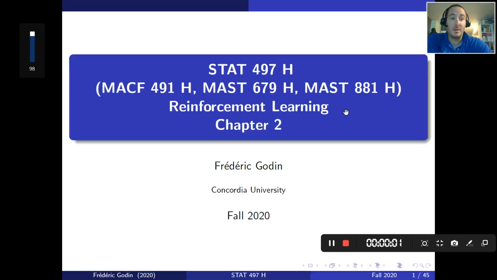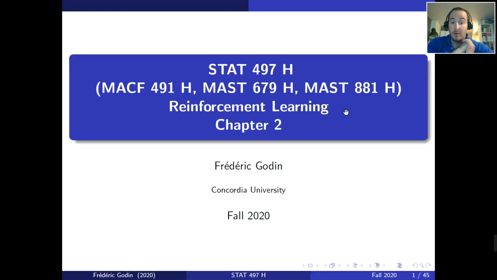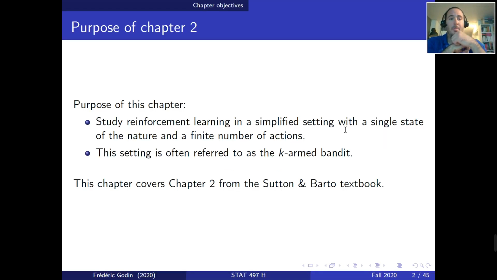Hello everybody, so this is the first video associated with chapter 2 of the reinforcement learning course. The purpose of this chapter is to introduce a first class of reinforcement algorithms in a very simple setting, which is called the K-arm bandit setting.